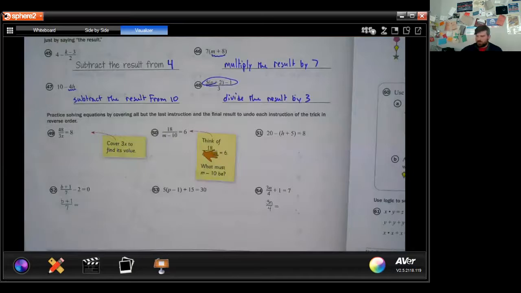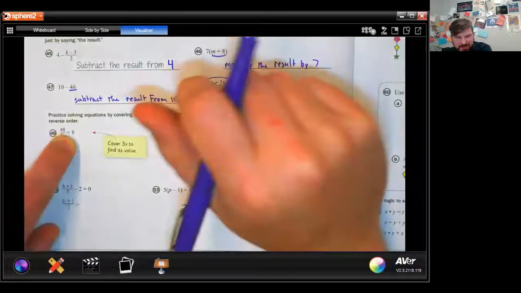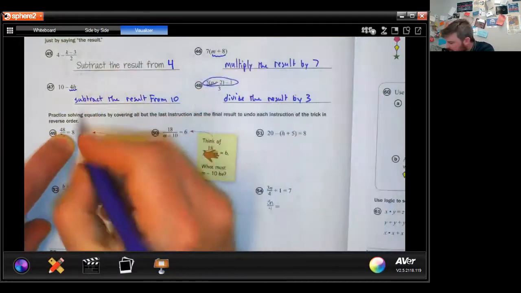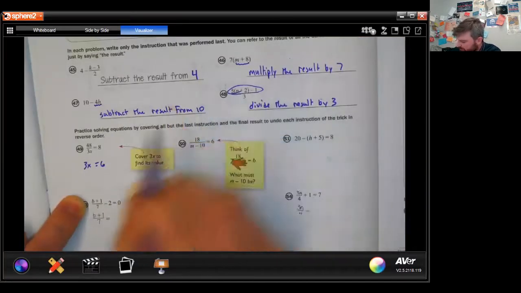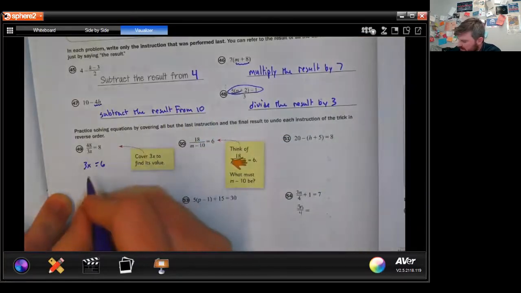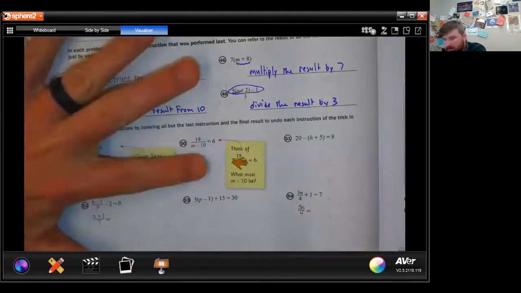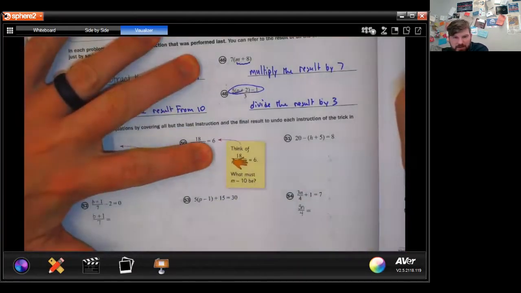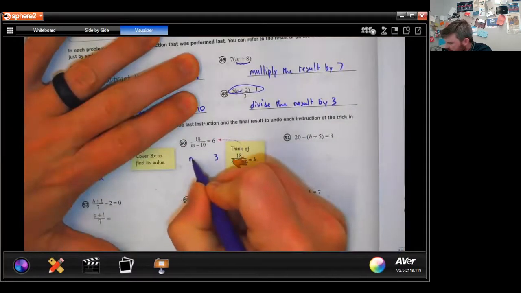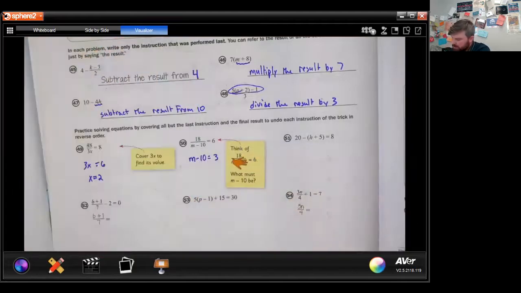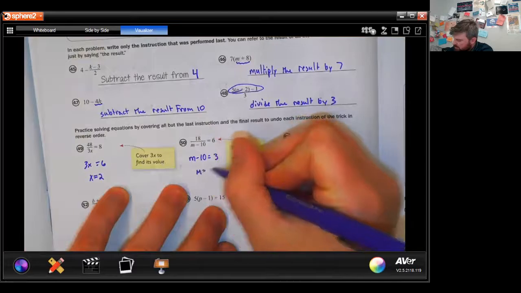Okay. So this is the result. So 48 divided by what is 8? That would be 6. So the 3x needs to be a 6. So 3 times what number is 6? And that would be 2. Here we have 18 divided by what number is 6? That would be 3. So then m minus 10 has to equal 3. And then what number minus 10 is 3? Would be 13.